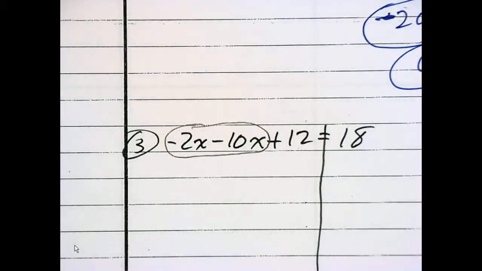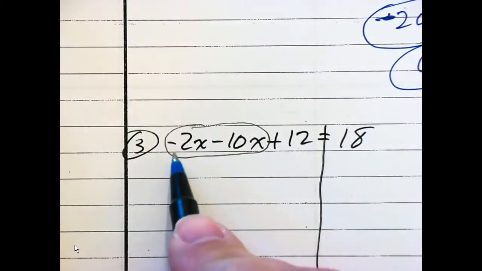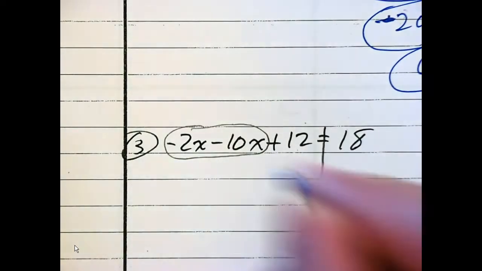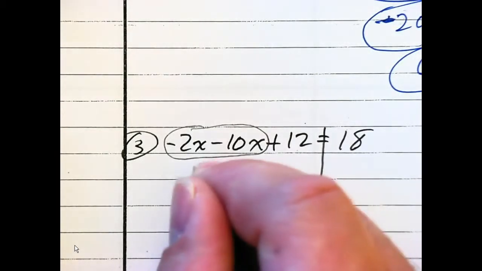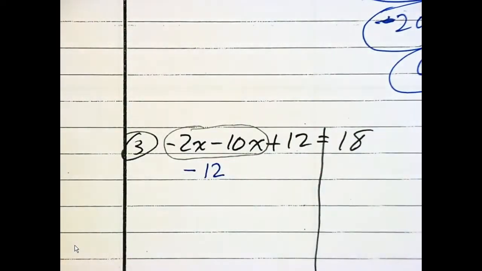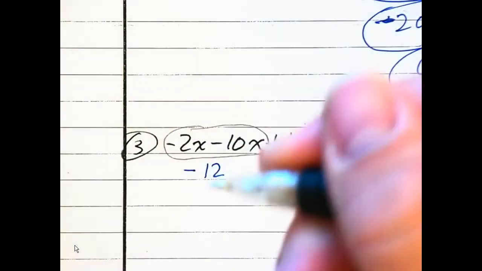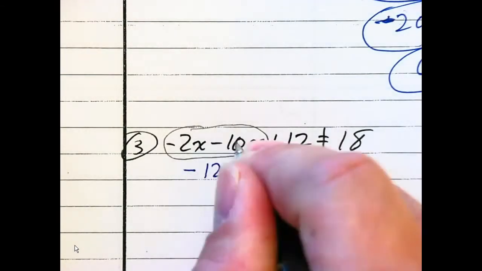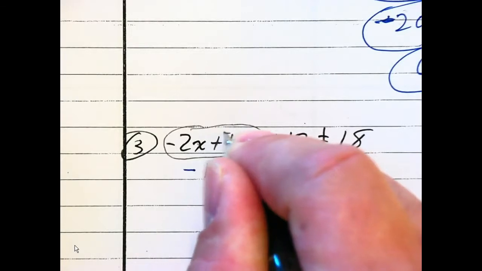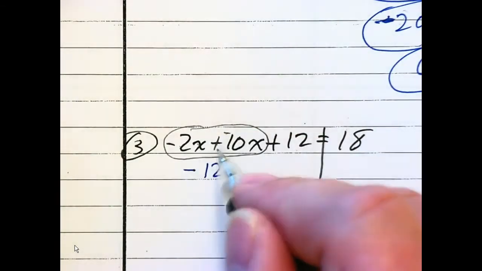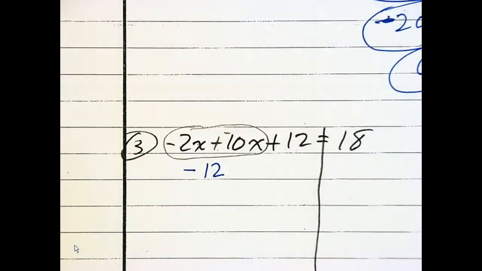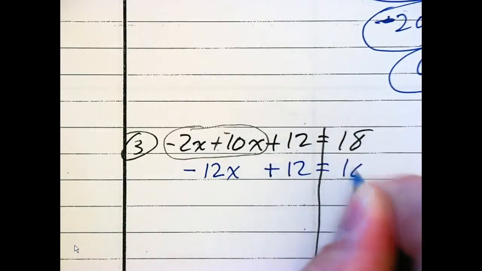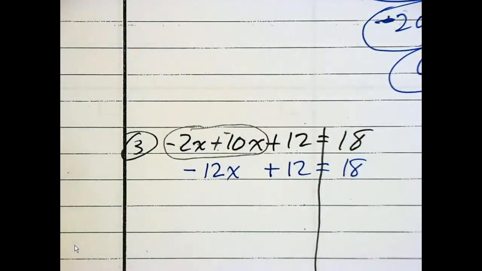Combine like terms. Negative 2x minus 10x. If I have 2 negative x's and 10 negative x's, how many negative x's do I have? I have 12 negative x's. We're not multiplying, but for those of you that struggle with the subtraction piece, anytime you see a subtraction in between 2 terms, you can make it plus and make that a minus. It's negative 2x plus negative 10x, which is negative 12x. And then bring down our 12 and bring down our 18. So I did one step, then I rewrite.